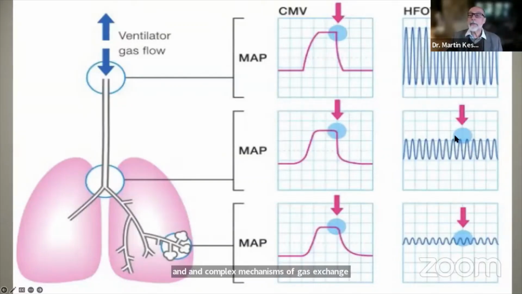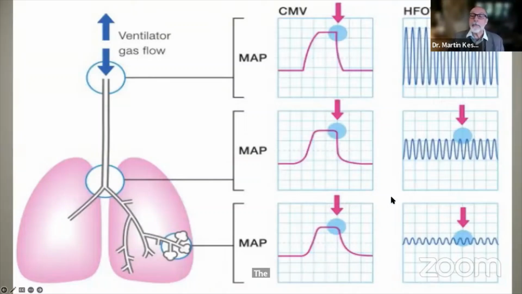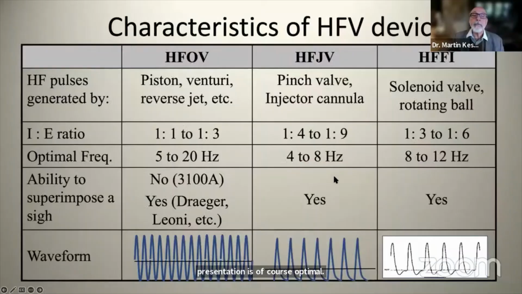But the key concept is that as we move peripherally down the tracheobronchial tree, there is progressive attenuation of the pressure and volume swings. And that is one of the two key aspects of lung protective nature of high frequency ventilation. The other, I will tell you as a spoiler to Dr. Van Kamp's presentation, is of course optimal lung volume recruitment.